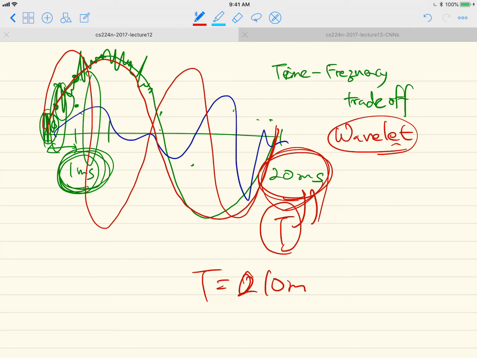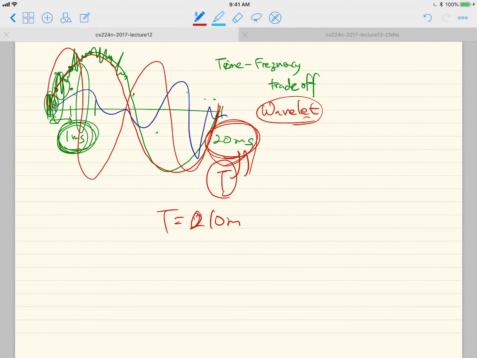I'm not sure how much it helps you, but in case you happen to study more signal processing in terms of the Fourier transform and wavelets, you may have a better idea about what I explained. Okay, back to our original lecture.